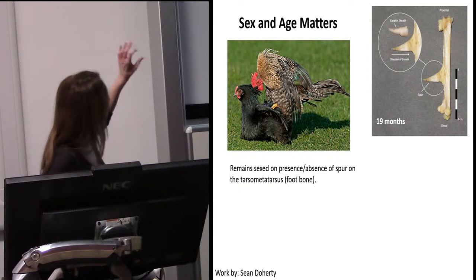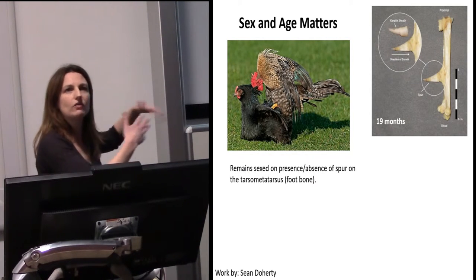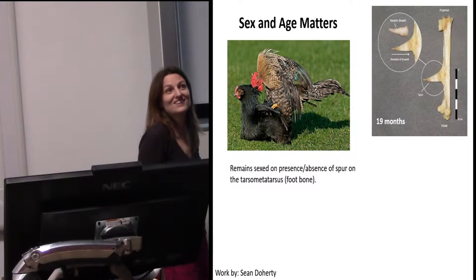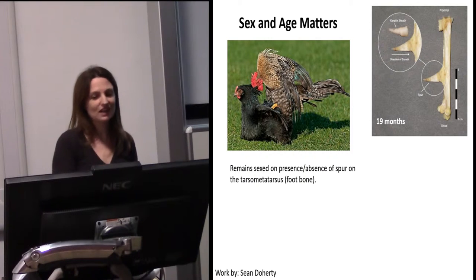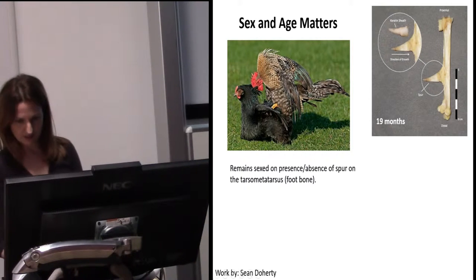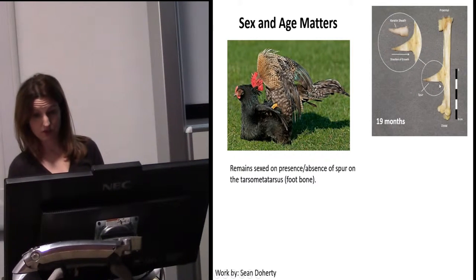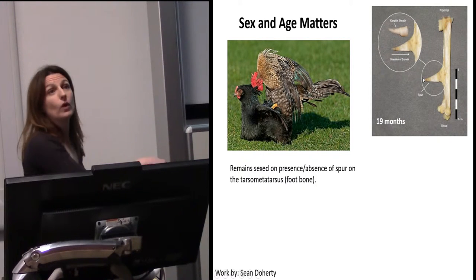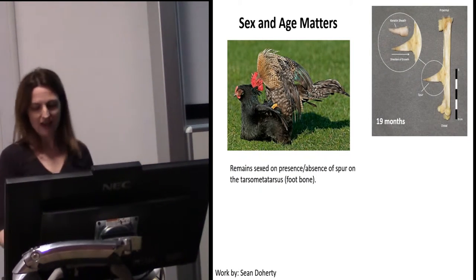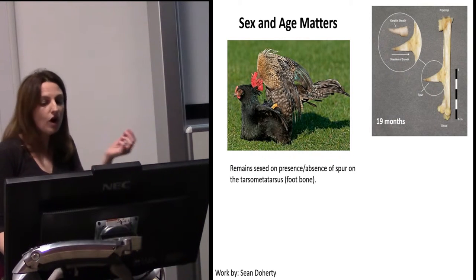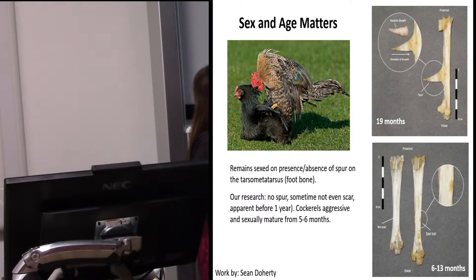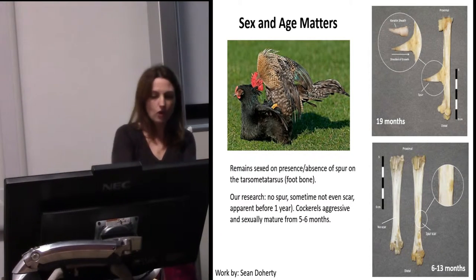I want to explain just a bit of information about how we go about determining the sex of chickens in the archaeological record. Traditionally, it's been based on the presence or absence of one of these spurs, the cockspur they're called. So if you've got one of these, we go, right, that's a boy, definitely a boy, sorted. Everything without them is a girl. But what our research has shown is that actually it takes a long time for one of these spurs to appear and be presented on the bone itself.